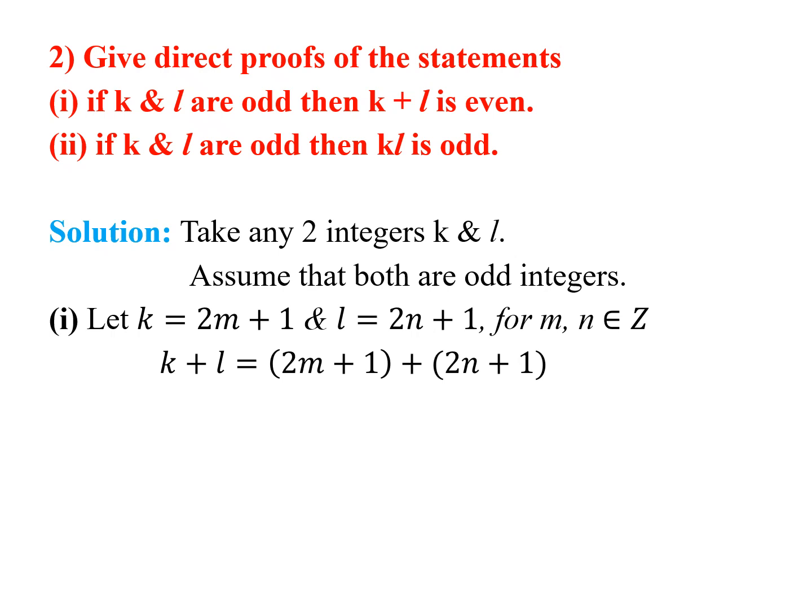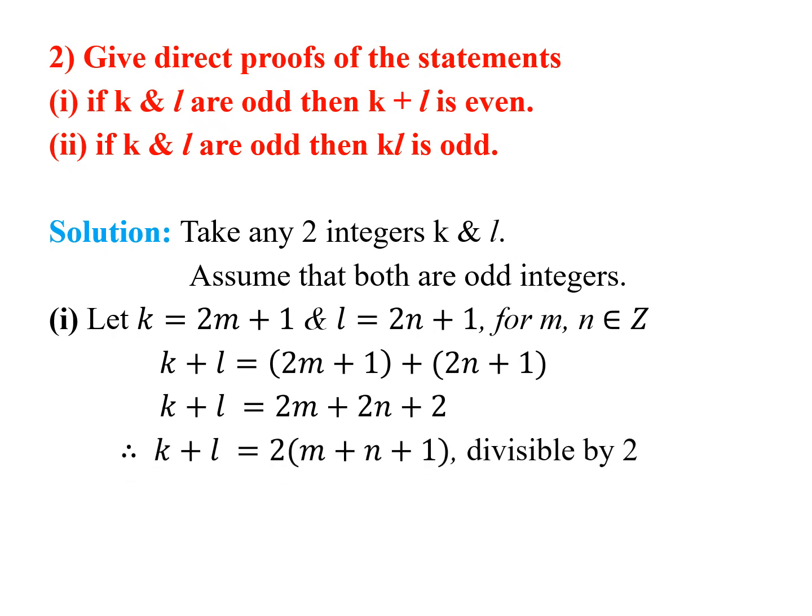So K plus L is equal to what? K is 2m plus 1 and L is 2n plus 1. Open the bracket. So K plus L is 2m plus 2n plus 2. Then in the next step, take 2 common. So you will get K plus L as 2 into m plus n plus 1. So it is nothing but a multiple of 2. A multiple of 2 means it is divisible by 2, and a number which is divisible by 2 is always even. Therefore, K plus L is even. We have proved the first statement.